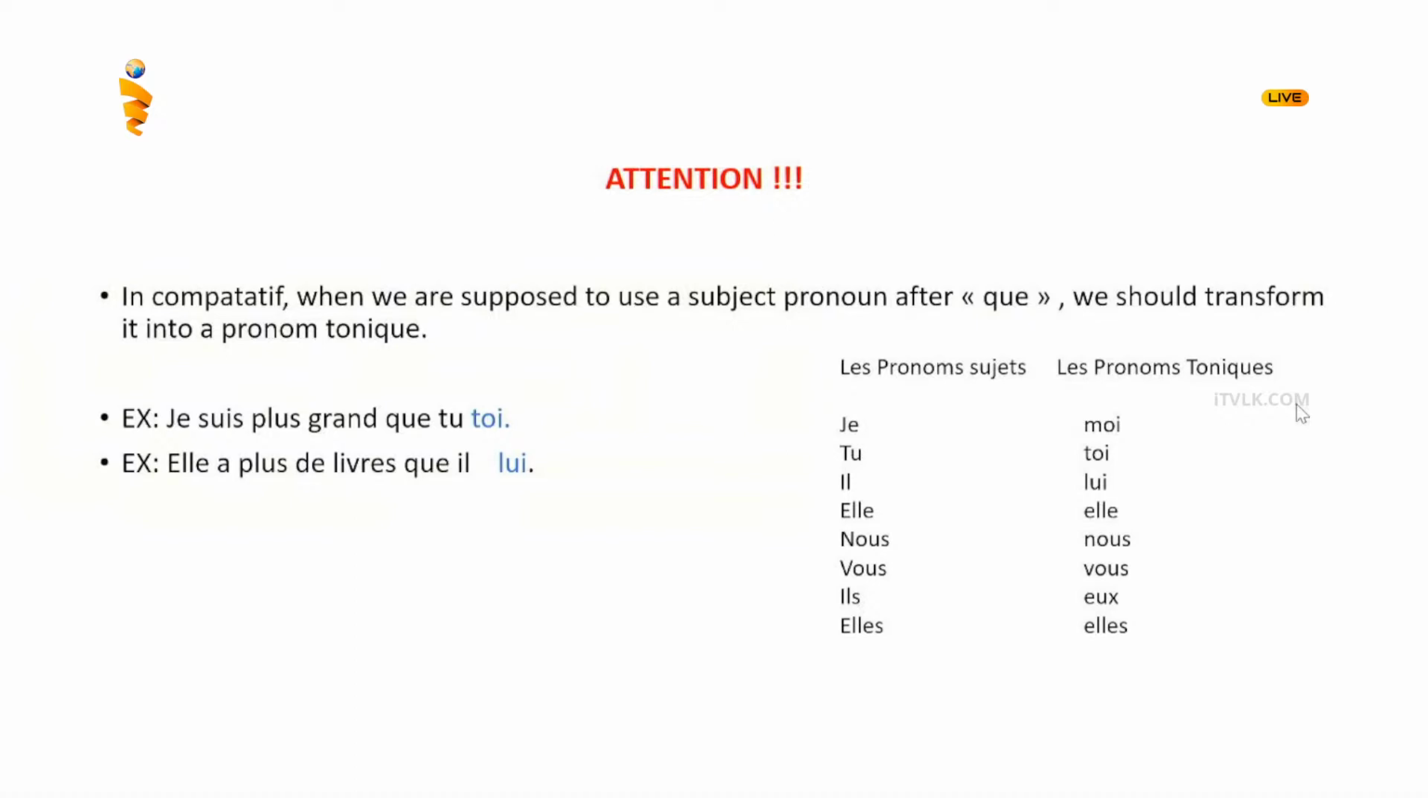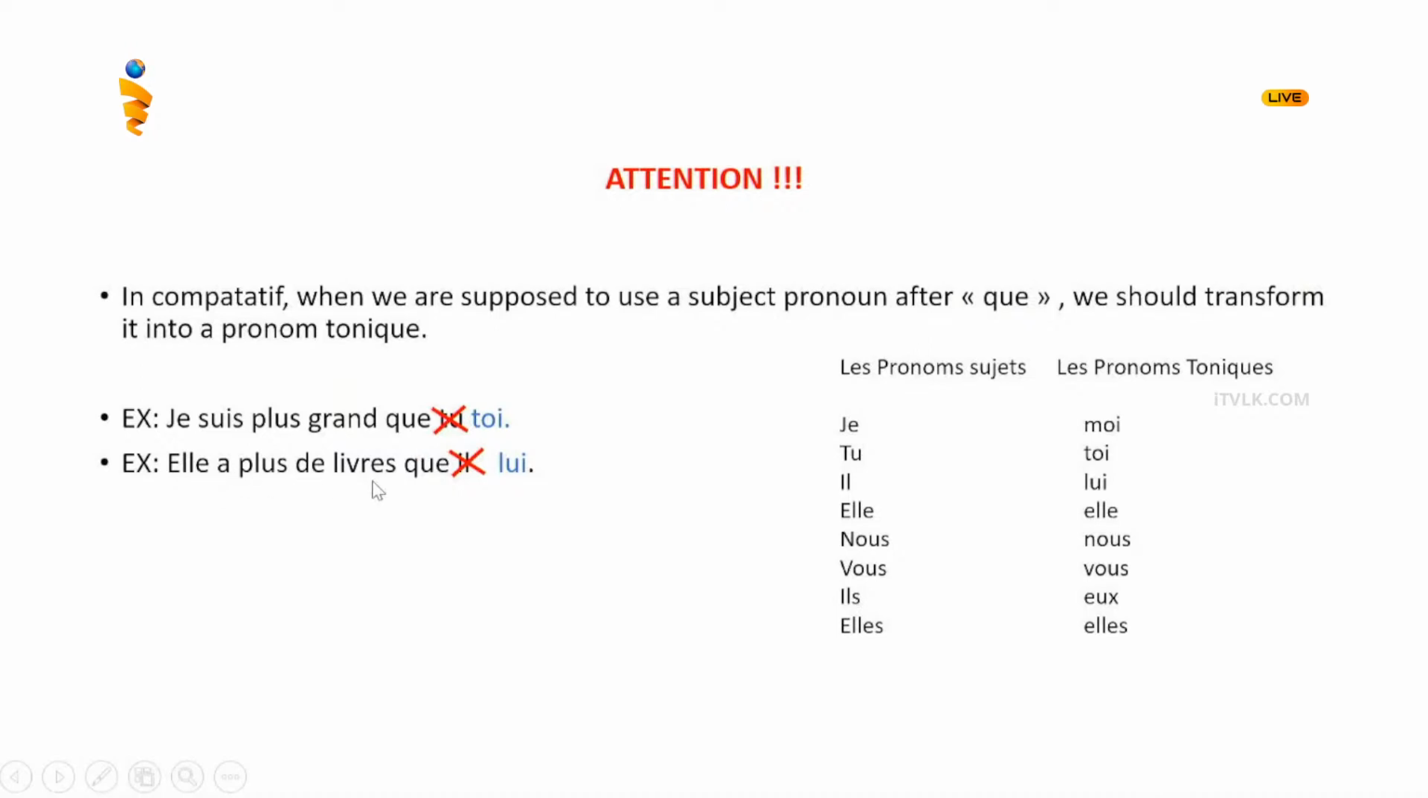Now here see something common that you have to remember, a common exception for all four comparisons. In the comparative, when we are supposed to use a subject pronoun after que, we should transform it into a tonic pronoun. That is very important because this is relevant for all four comparative forms. So look at the example. Je suis plus grande que tu. No, that becomes toi. You cannot use a subject pronoun after que. After que you cannot have tu. That should be toi.